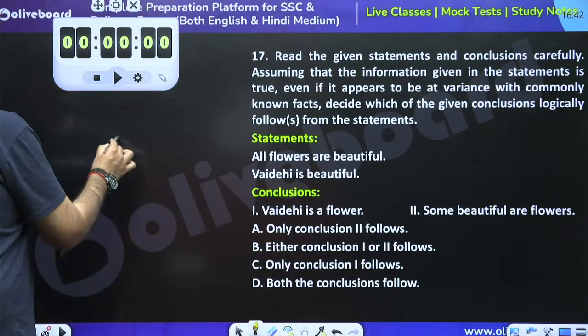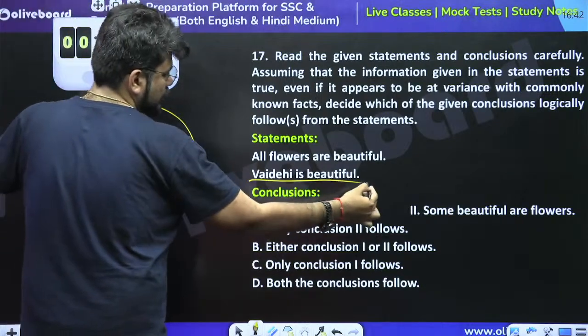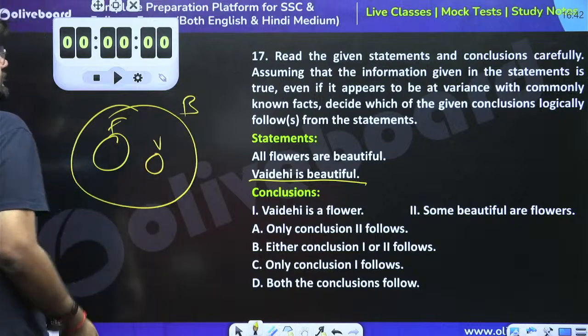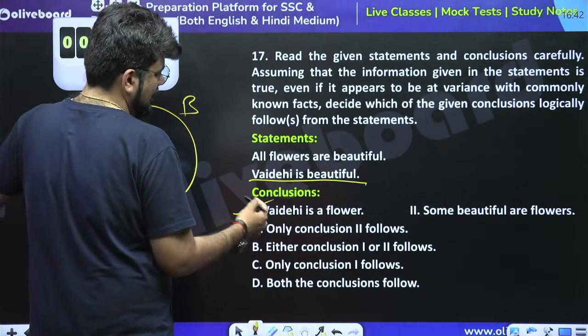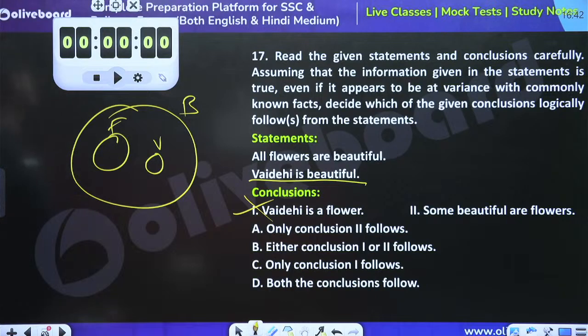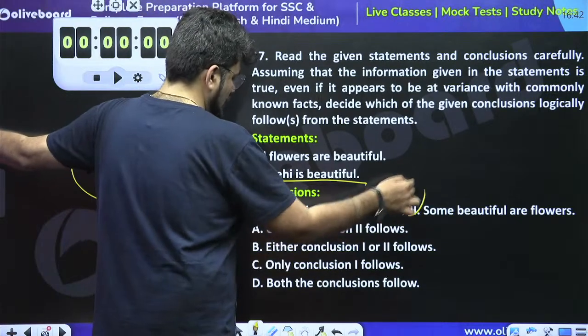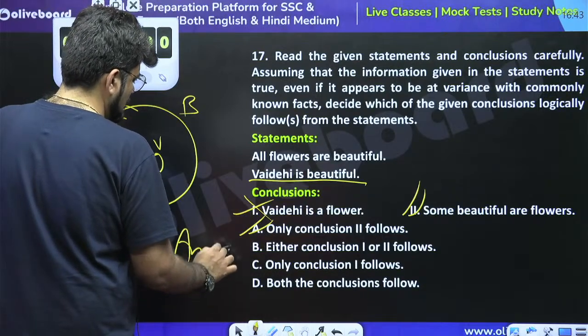So all flowers are beautiful, and Vaidehi is beautiful means all Vaidehi is beautiful. Now Vaidehi is a flower, not necessarily. They are not connected. I don't know the relation between them, so there is no definite conclusion which I can draw. Some beautiful are flower, absolutely right. So only conclusion 2 follows is option A. Easy. Absolutely easy syllogism based question.